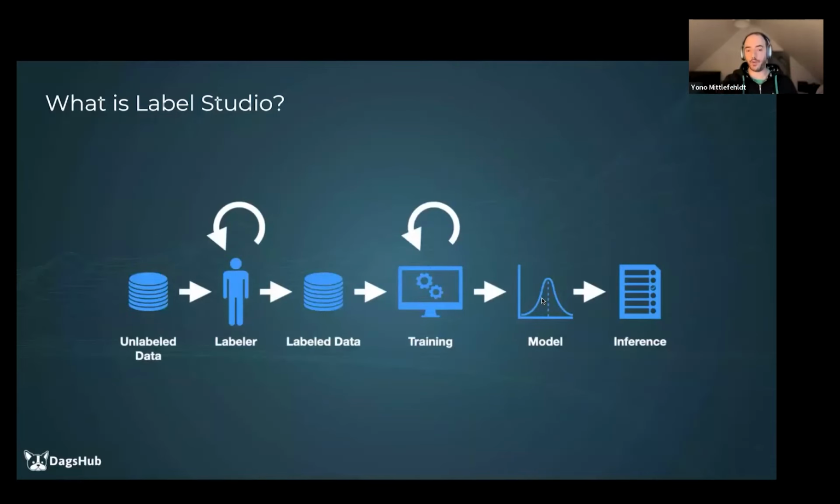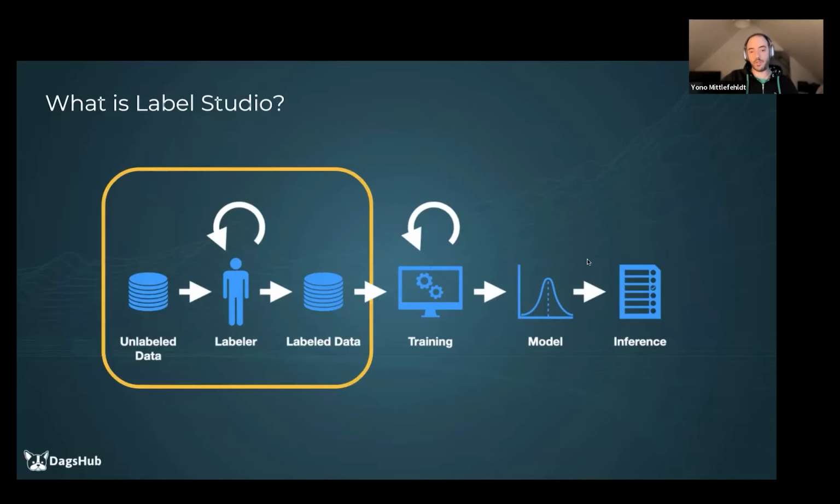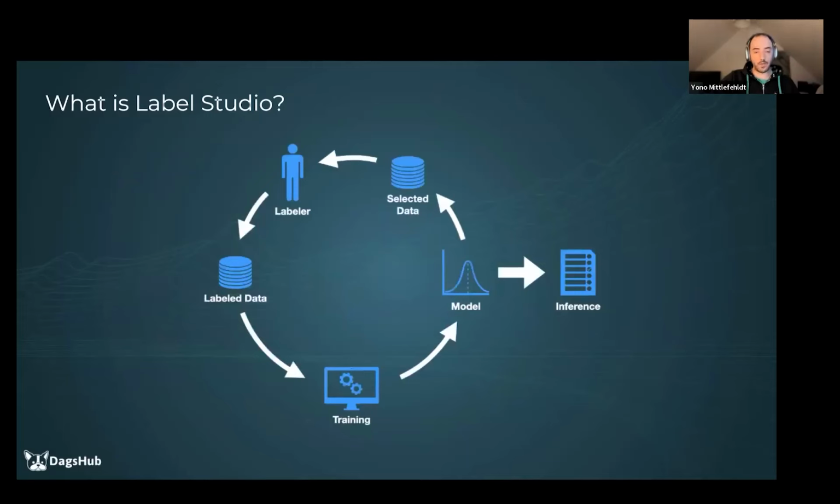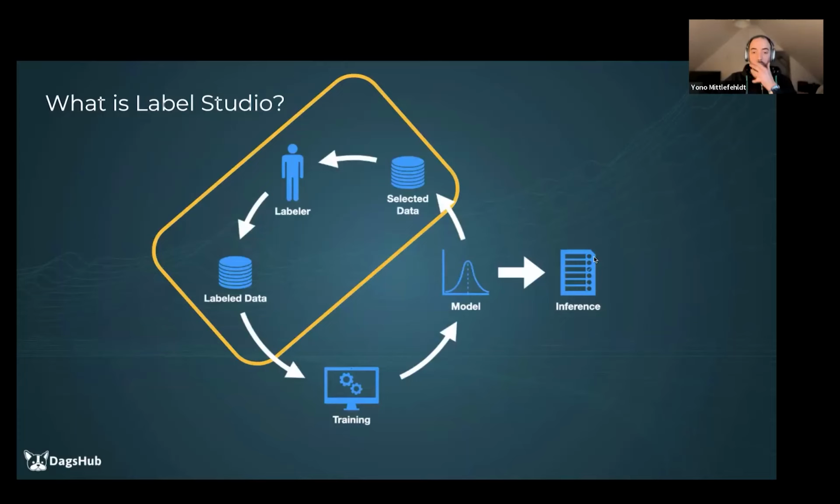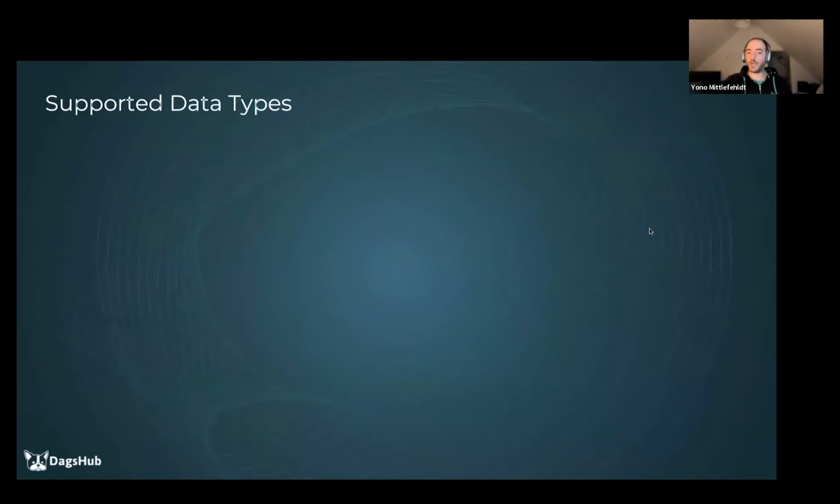It doesn't matter if your machine learning pipeline is a standard supervised machine learning pipeline. Label Studio will help you with this area roughly. Or if you have a more exotic active learning pipeline, Label Studio is still good for you because it'll help you with this area. So essentially, any kind of labeling you need to do, Label Studio can help you with. Let's go quickly over some of the supported data types.